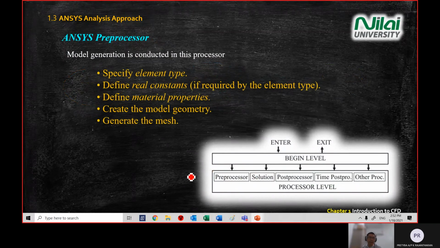Okay, so these are more detailed. When you generate your model, these are the things that you need to define in ANSYS. The first thing is the element type. For element type, you have a simple two node, a simple three node, and then a more complex, more than three node. And then you have 3D, three-dimensional problems, and so on. Also the one that we covered just now, the symmetric problem.